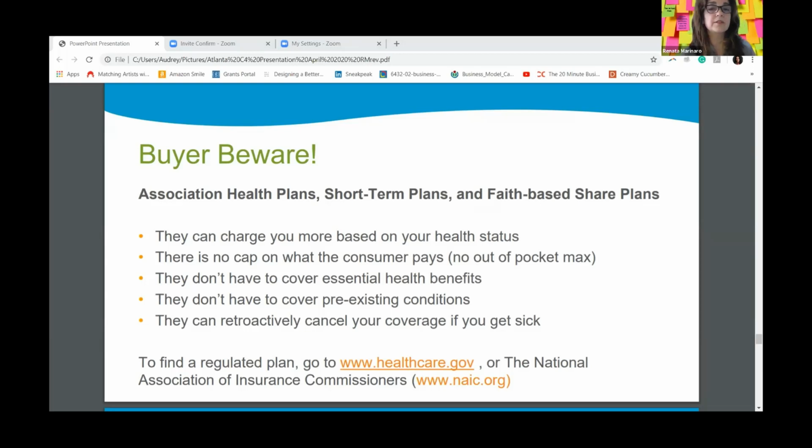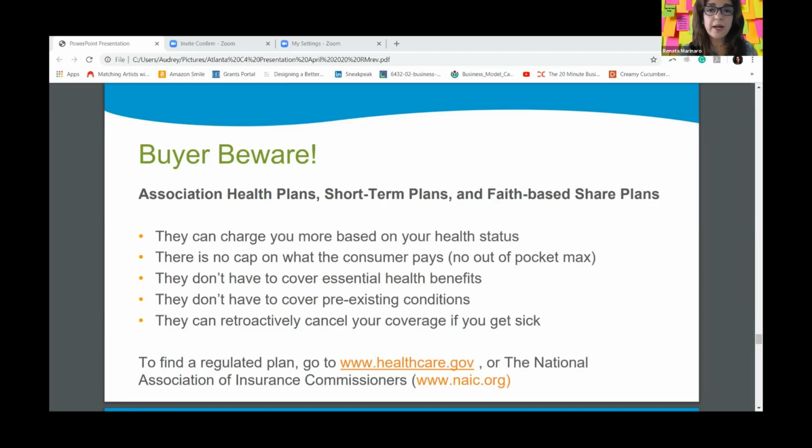There are association health plans. That means you're part of an association and you get certain membership benefits, including health insurance. There are short-term plans. Those plans are 1 year long minus 1 day. Short-term plans are not regulated through the ACA. There are also faith-based share plans, and I'll talk about those in a second. What these plans have in common is they can charge you more based on your health status, for example, if you have diabetes or heart disease.